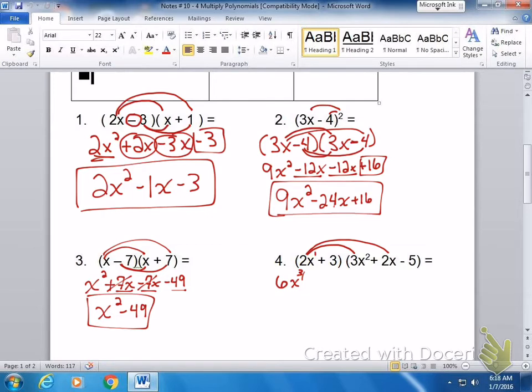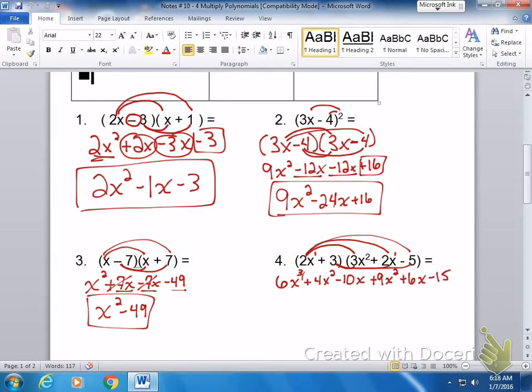2x times 2x, that's 4. So plus 4. X to the first times x to the first, x squared. Now I go to the last term. 2x times negative 5 is negative 10x. So we finished with the first term in the first set of parentheses. Go to the second. I have 3 times 3x squared. Well, 3 times 3 is 9, so plus 9. And I don't have an x on the 3, so it's just the x squared from the other. 3 times 2x. 3 times 2 is 6, so plus 6. And the 2 has an x on it, so 6x. And then 3 times negative 5 is negative 15.